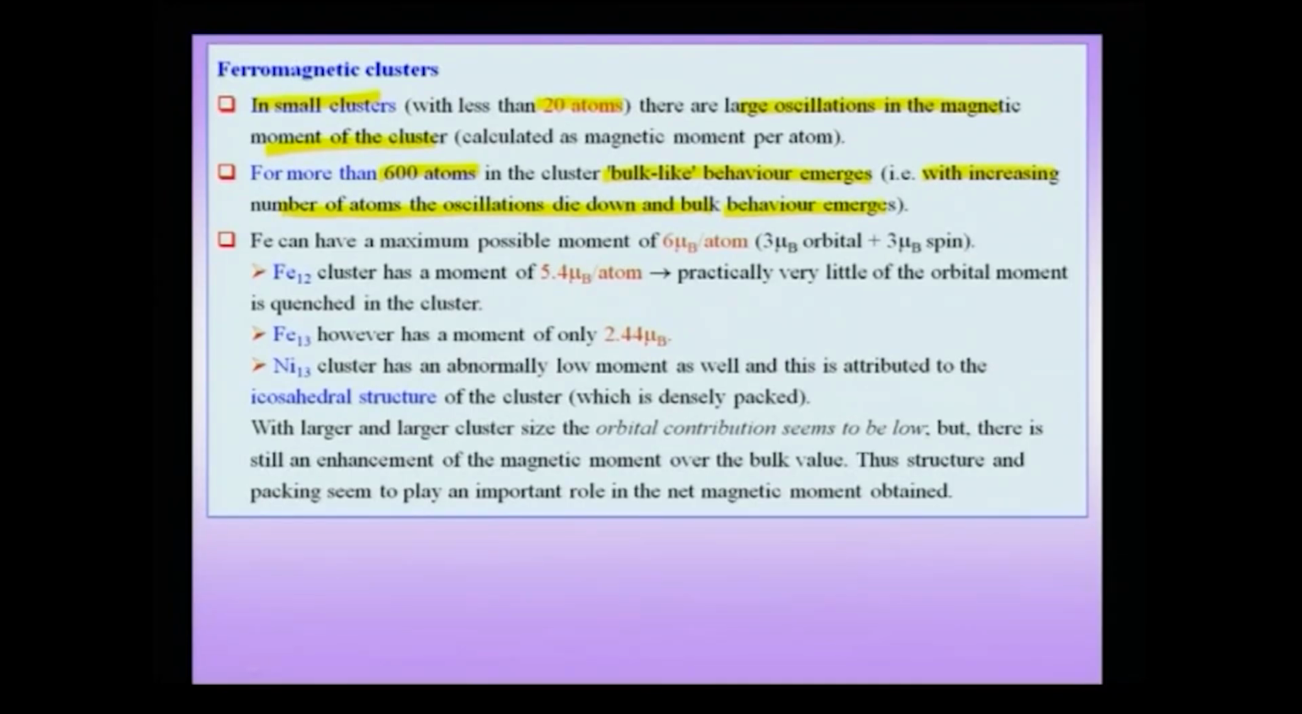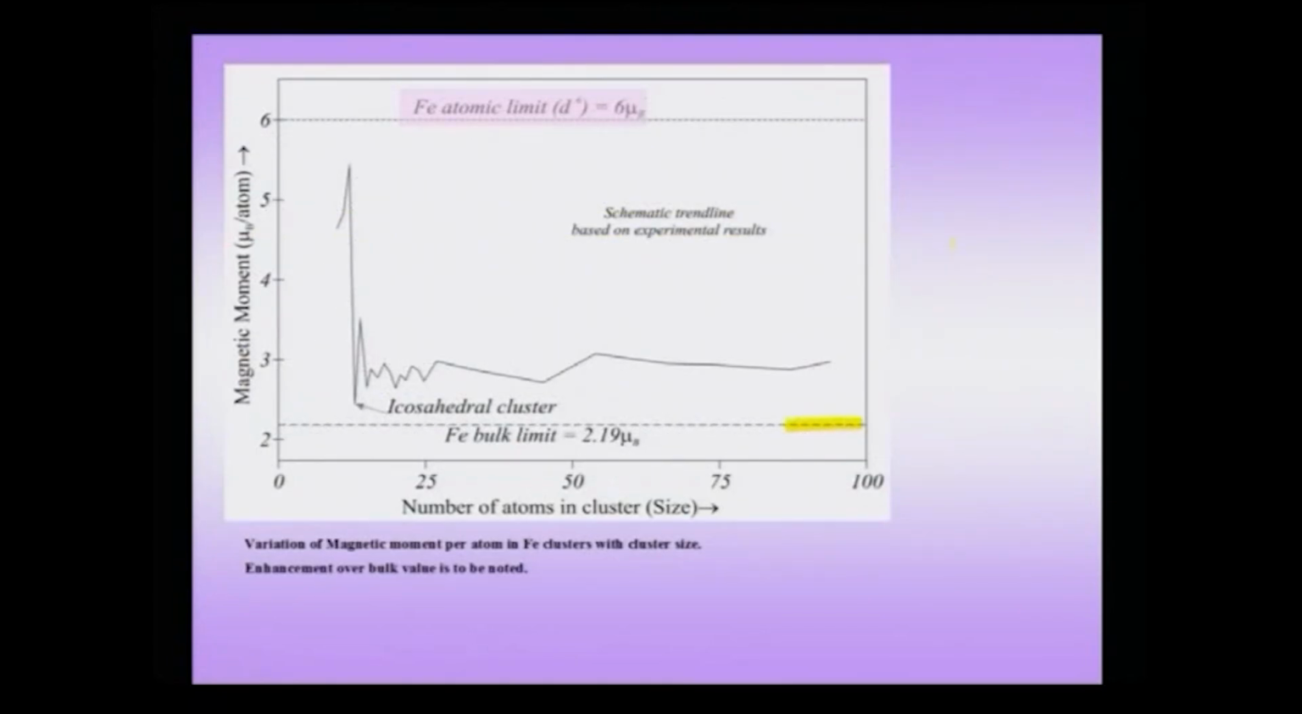Now, we already noted that iron can have a maximum possible magnetic moment of about 6 mu B per atom, 3 arising from orbital and 3 from spin. We had also noted that typically in bulk iron, most of the orbital magnetic contribution is quenched because of the strong interaction with the lattice. Now, if you take up individual clusters to highlight how the property changes, this is schematically shown in this graph here. You are studying the number of atoms in this cluster.